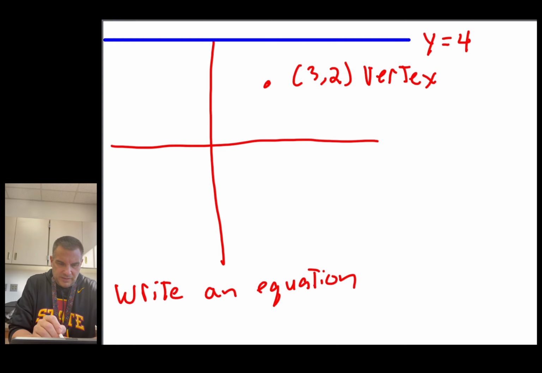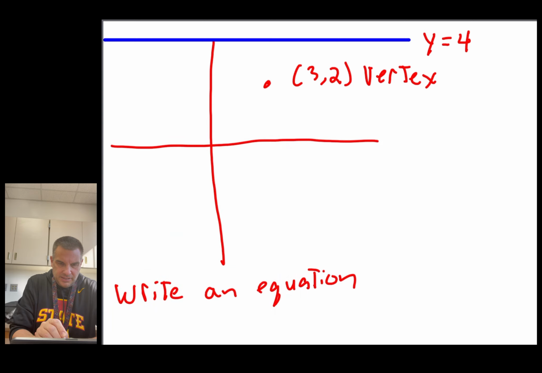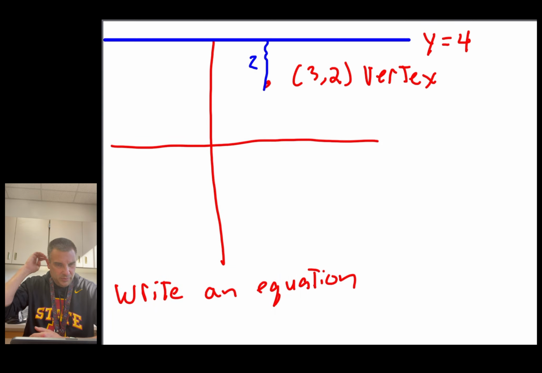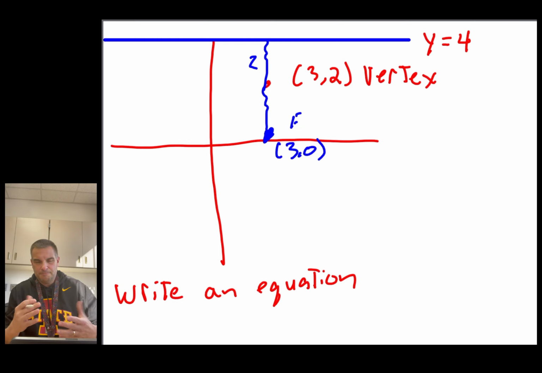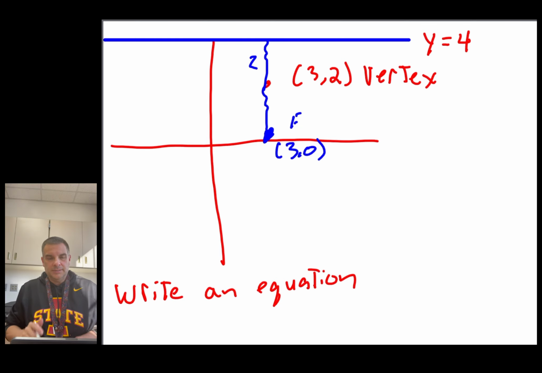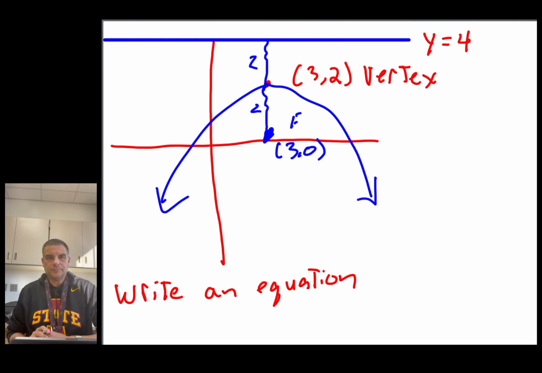So we can figure out what this distance is. This distance is going to be 2, right? Because we went from 2 to 4. So I'm going to go down 2 to get to my focus. So this is going to be the point (3, 0). So this is going to be my focus. Okay, because we know that distance has to be the same. So my graph is going to look something like this.